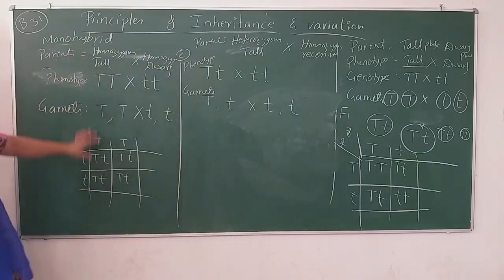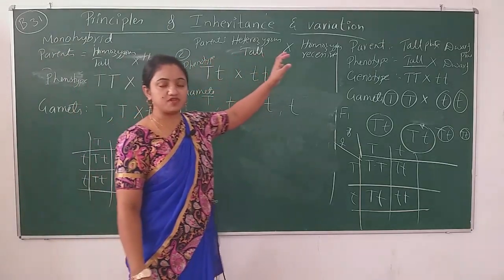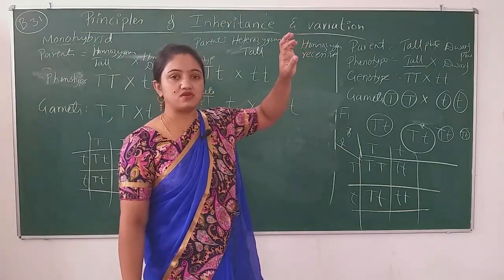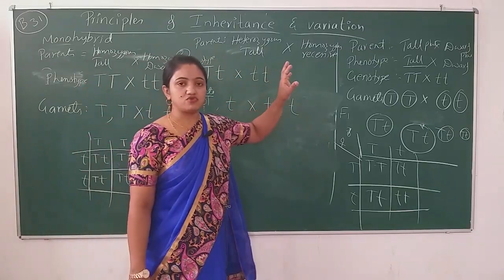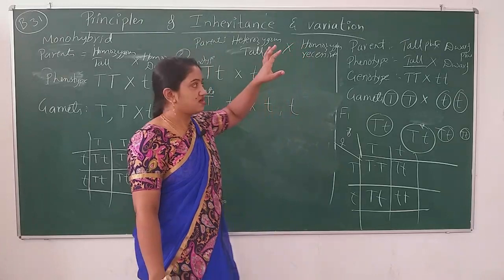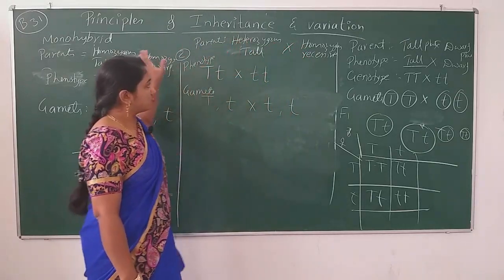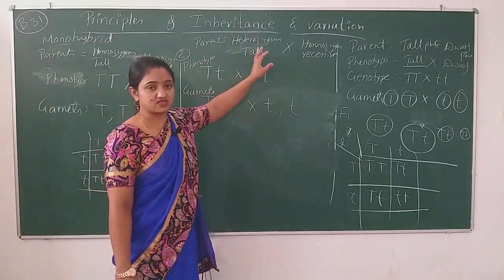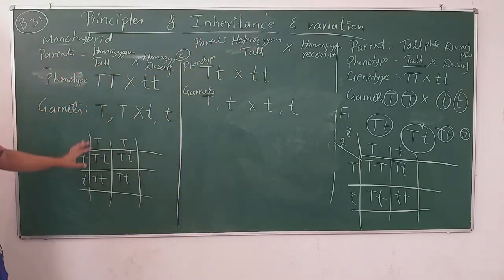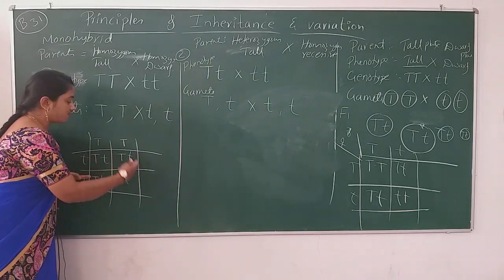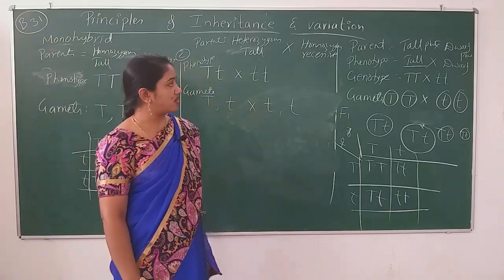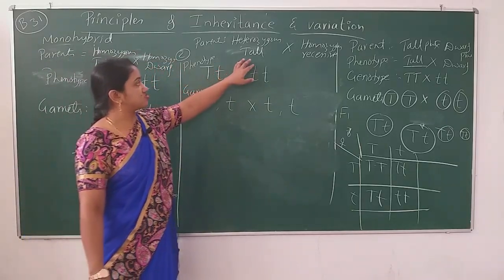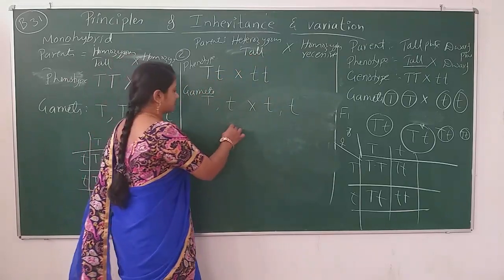Alright, so this is possibility number 1 and this is possibility number 2. What is the use of testing the parents? From this we will come to know what parents we have selected. If it is in a homozygous condition or in a heterozygous condition: if it is homozygous, all the offspring will be tall, and if it is a heterozygous tall plant, we will see the next thing.